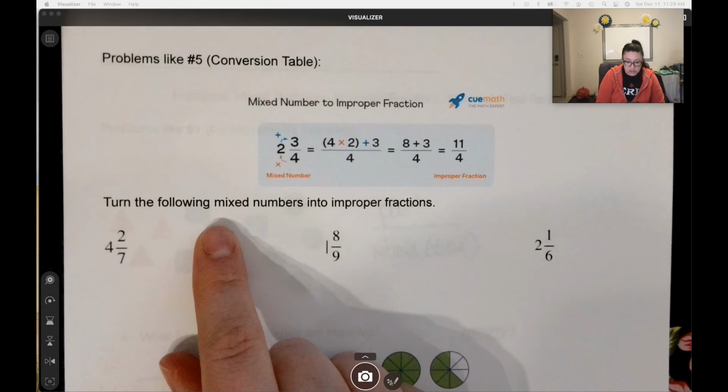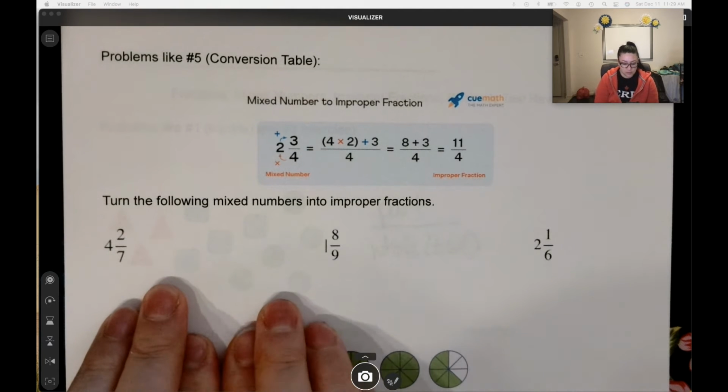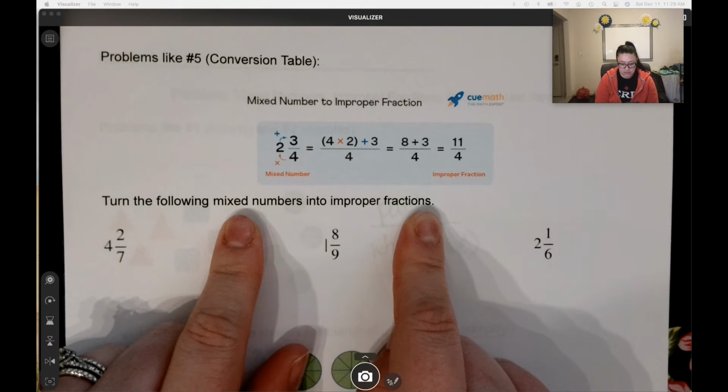So this first one, all of this was like the big table we had where you had to fill in the missing pieces, but I broke it down section by section so there's more practice of the same types of things together. So first, we're going to turn mixed numbers into improper fractions.